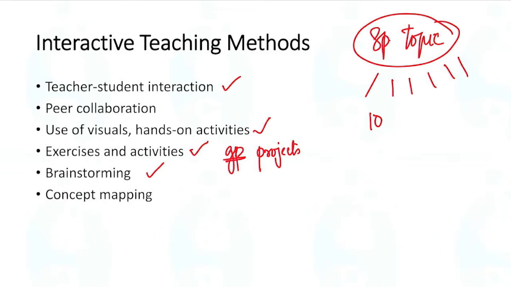Then we have concept mapping. This involves drawing a diagram that represents the relationship between different concepts. Here, the student understands the connections between various ideas. There are a lot of theoretical concepts going on around one particular topic. So basically, a student will have a diagram which connects all these concepts to one particular core. That is concept mapping.